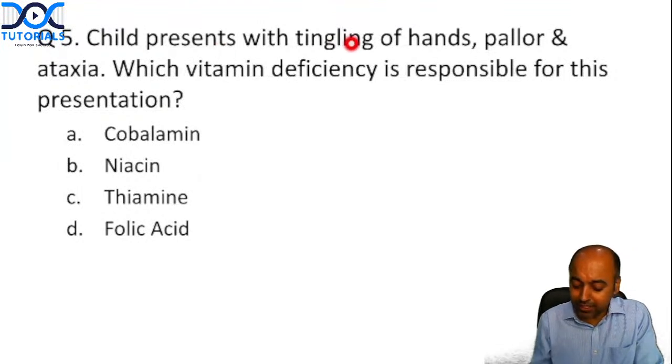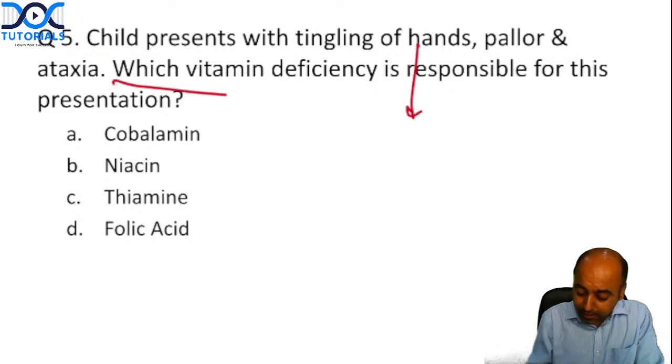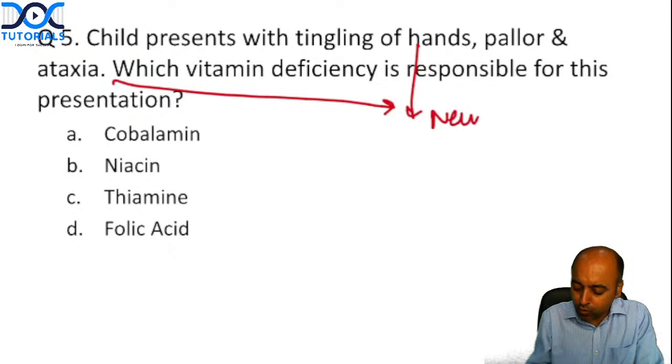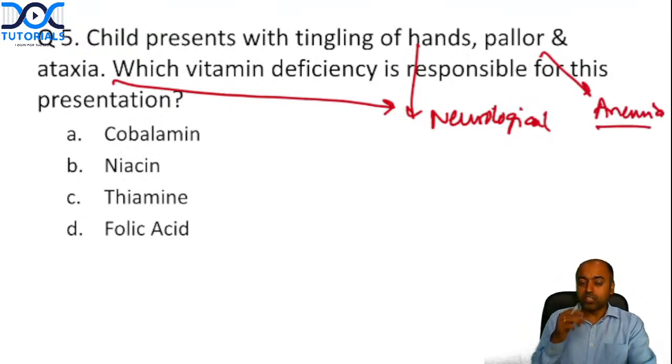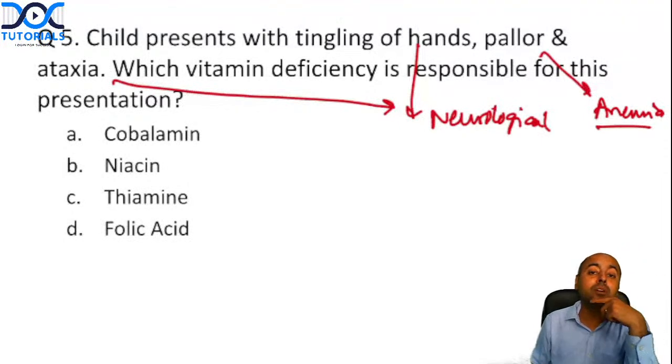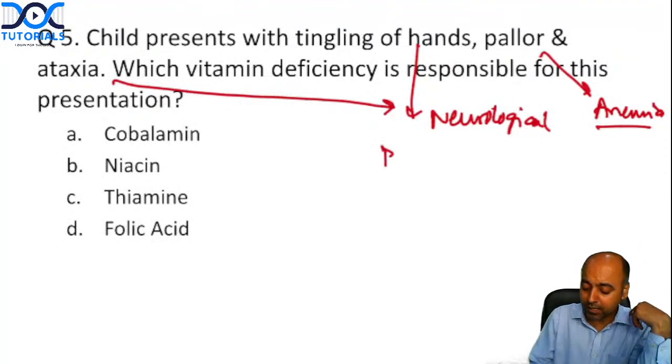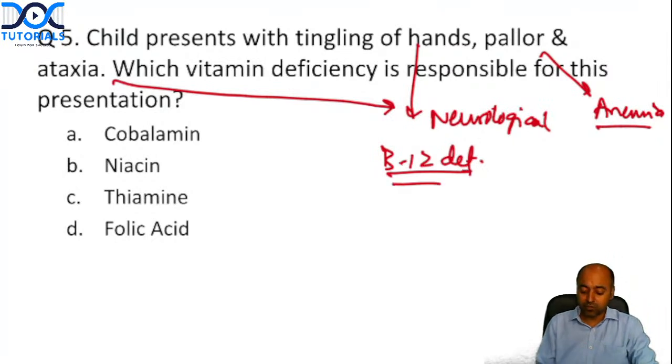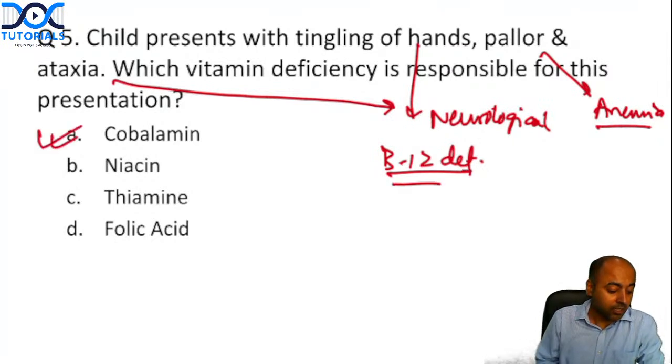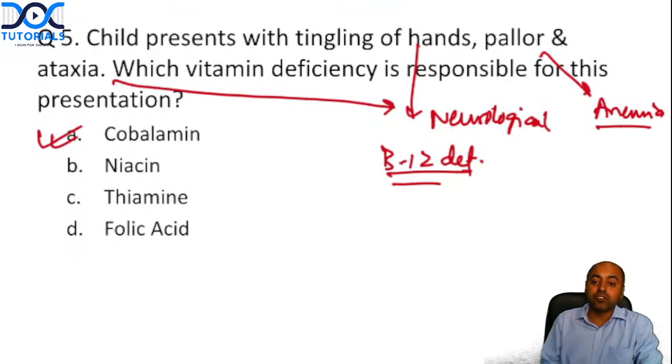A child with tingling of hands, pallor, and ataxia. Tingling of hand and ataxia are neurological findings. Pallor is due to the anemia, right? So two things, neurological deficit and anemia, both of them are there. This means we are looking at B12 deficiency, which means we are looking at cobalamin deficiency.